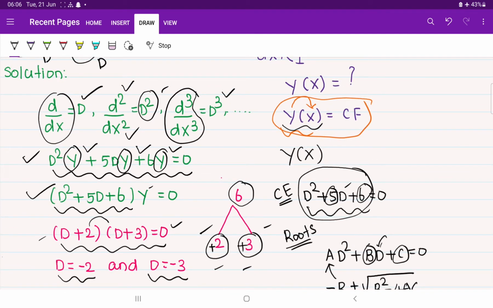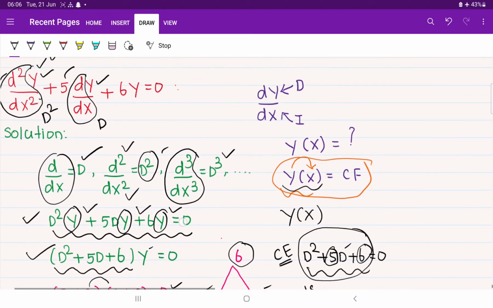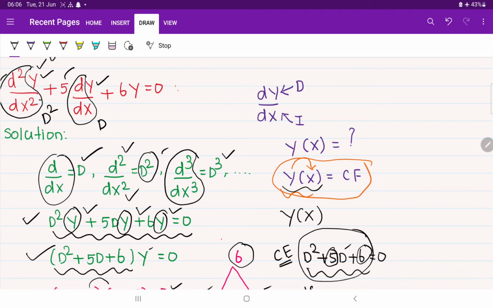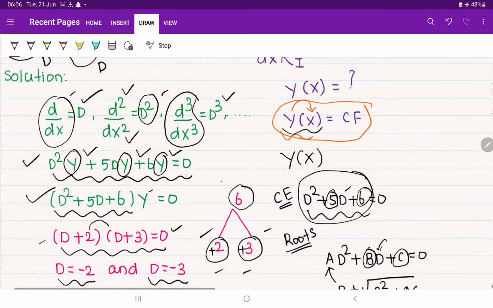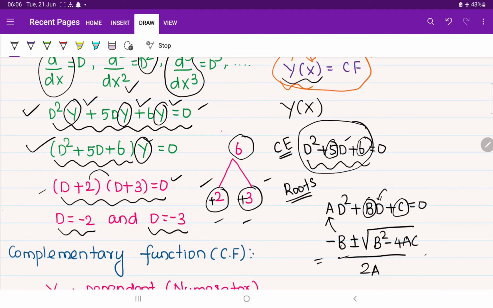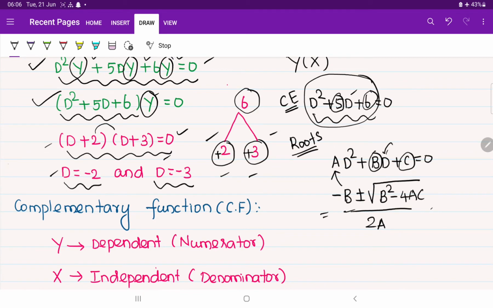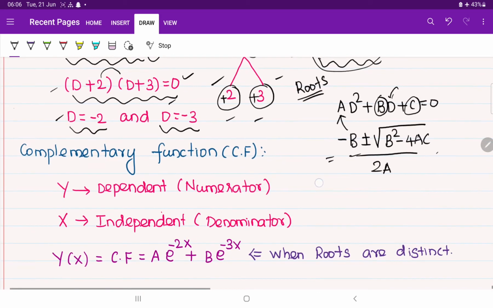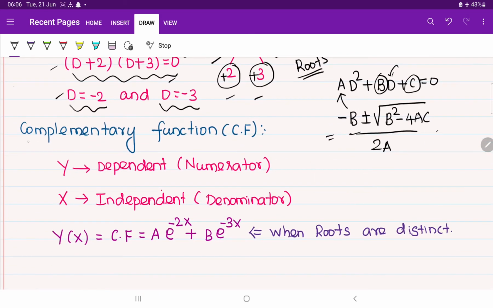So whenever you are requested to obtain the complementary function, step number 1, replace D by d/dx, D square by d square/dx square, and so on. After that you will get one characteristic equation with a common dependent variable. Take the dependent variable outside, equate the characteristic equation to 0, and obtain the corresponding roots. Once you obtain the corresponding roots, then it's time to write down the complementary function. See there, I came to the final step.